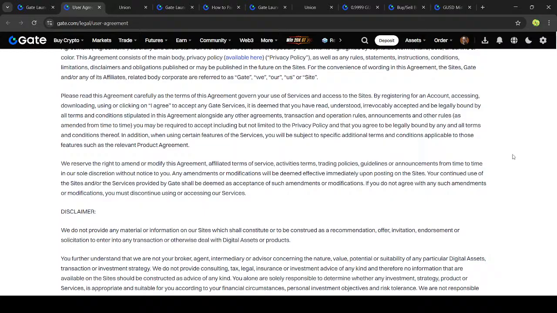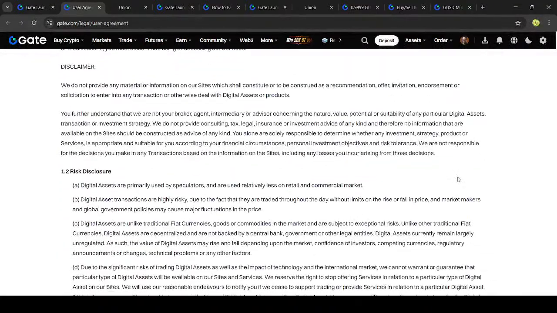So you receive the right to amend and modify this agreement and these applicable terms of the service activities, trading terms, policies, guidelines or announcements from time to time in our sole discretion without notice to you. The modification will be deemed effective immediately upon posting on the site. If you continue to use it after the modification, you must be disconnected from using or accessing our service.